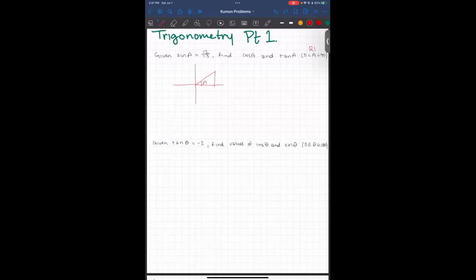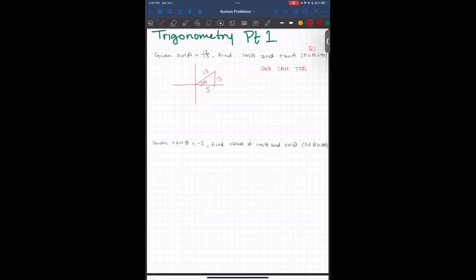So we know that sine A is 12 over 13. Remember, if you remember the acronym SOHCAHTOA, we know that sine is opposite over hypotenuse. So sine will be 12 over 13. Knowing our triangles, we would know that this would give us a 5, 12, 13 triangle.